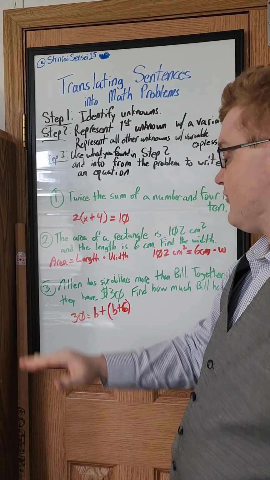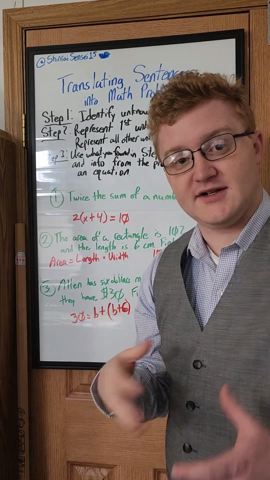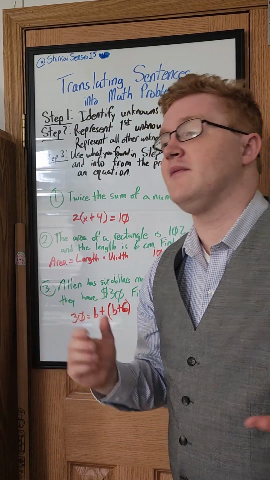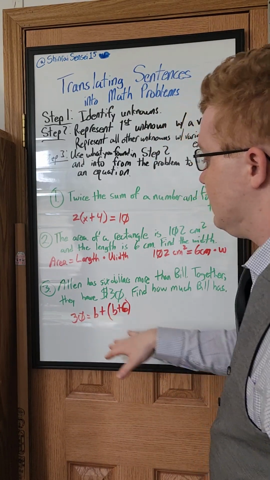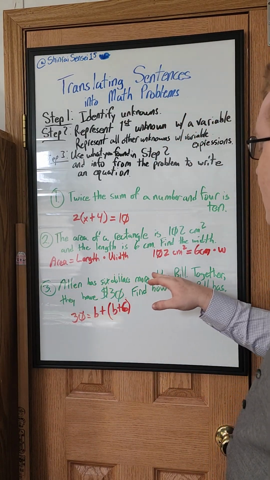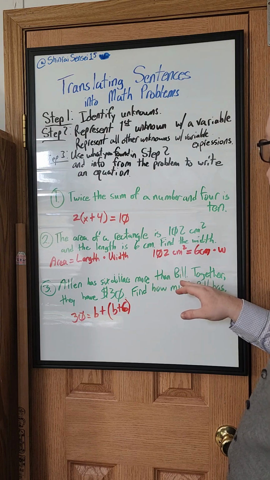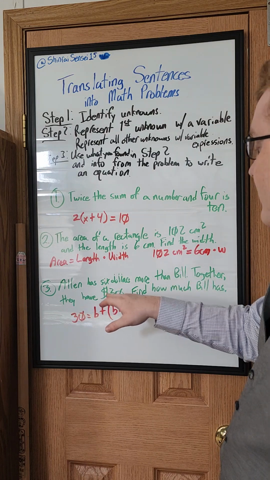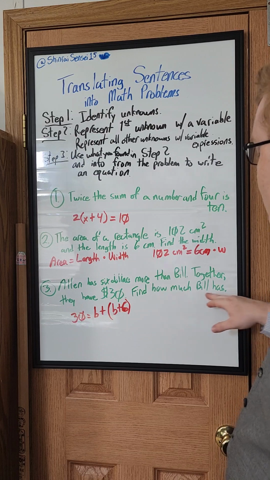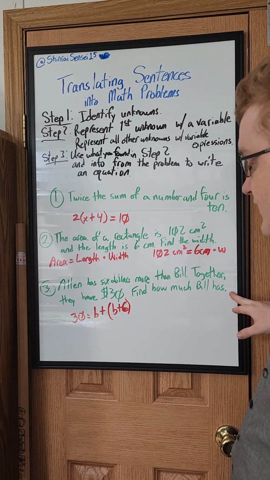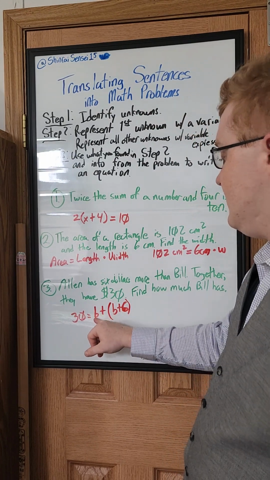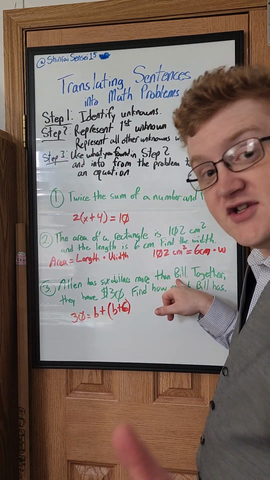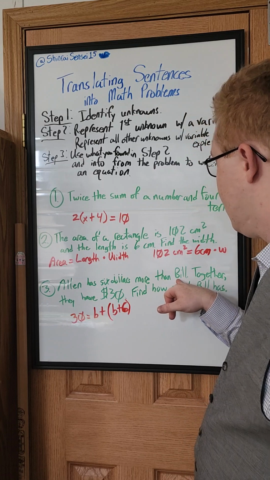Okay? Now, number 3 here, this is where it starts to get a little trickier, and so that's why I really wanted to use this example for you guys. Okay? So Alan has $6 more than Bill. Together, they have $30. Find how much money Bill has, right? So in this case, we're going to use B for the money Bill has. And you'll see that if you look at this equation that I've written.